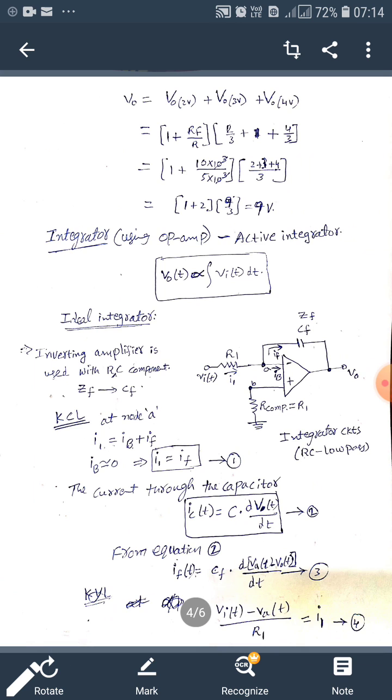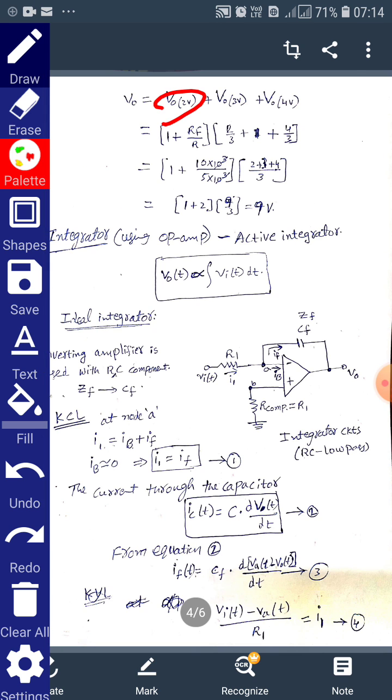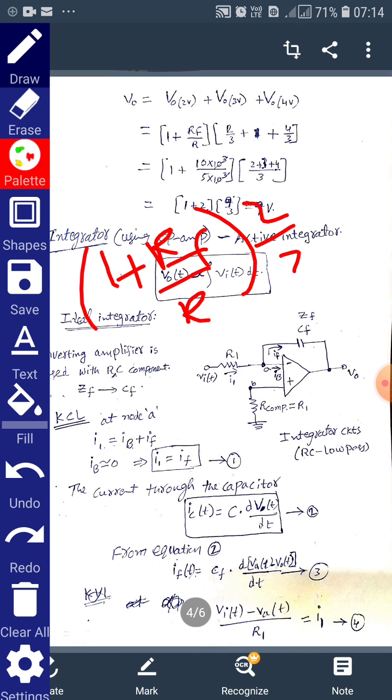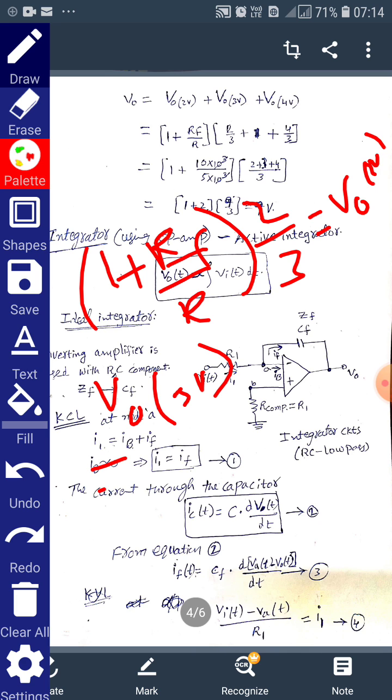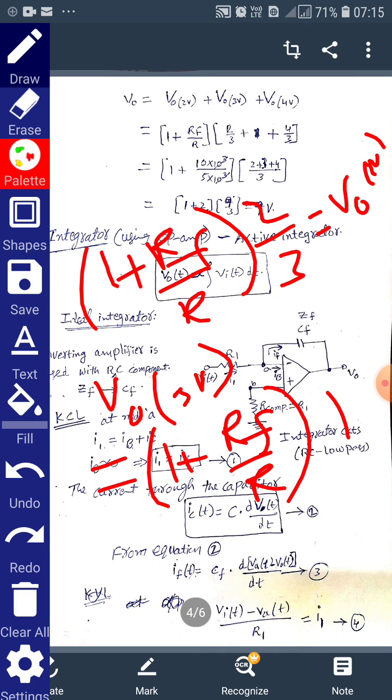So first we take V naught with respect to 2 volts, V naught of 2 volts, then V naught of 3 volts, and V naught of 4 volts. If we add these three voltages, the first one, V naught with respect to 2 volts, is 1 plus Rf by R into 2 by 3. In the same way, V naught of 3 volts is the same 1 plus Rf by R, the feedback resistance factor, into 1. This 1 volt is the voltage at node B with respect to V2.